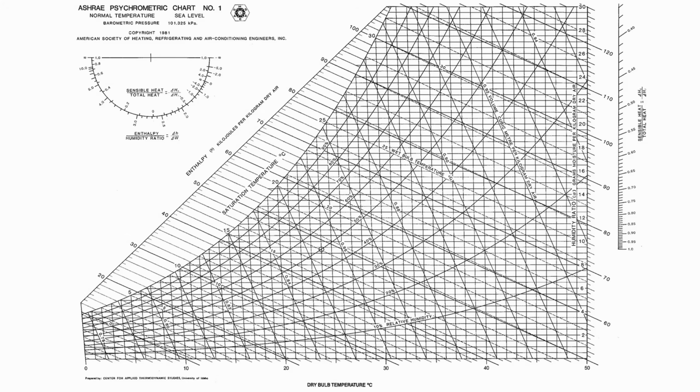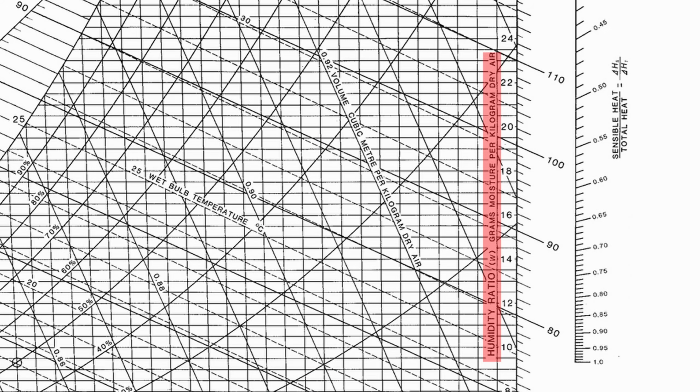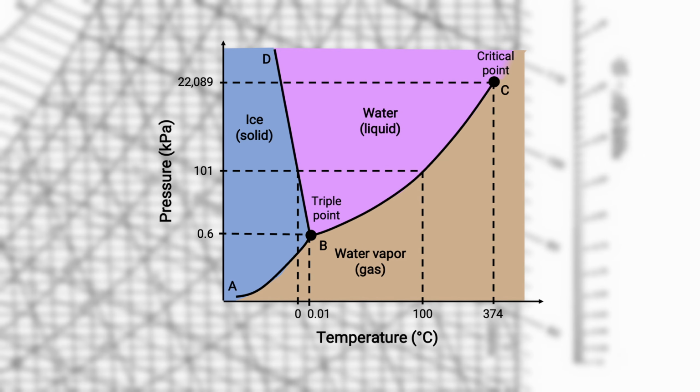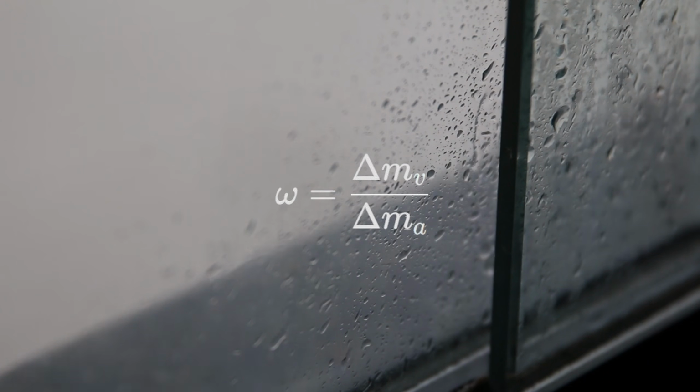On the psychrometric chart, the x-axis represents the dry bulb temperature, which is simply the air temperature you measure with a regular thermometer. The y-axis represents the humidity ratio. This is different from the water phase diagram, where the y-axis shows water vapor pressure instead. The humidity ratio is the mass of water vapor in a given volume of air, divided by the mass of dry air in the same volume.